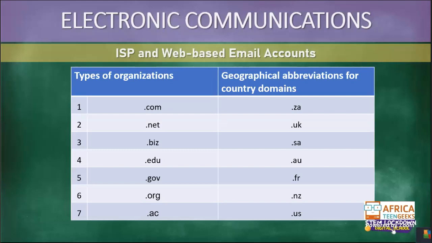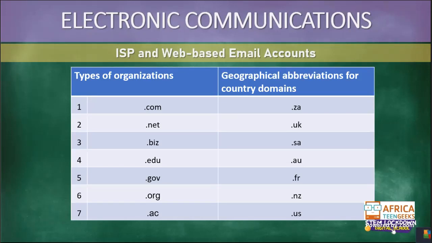You can have an email address that simply has a .com, like gmail.com, right? And then you can have email addresses also, for instance, African Teen Gigs can have an email address such as .com or .ac.za, right? So it depends on the geographical location and also the type of organization that you have.